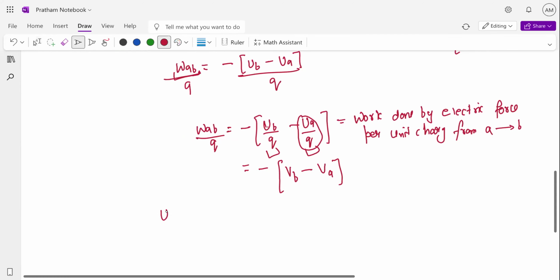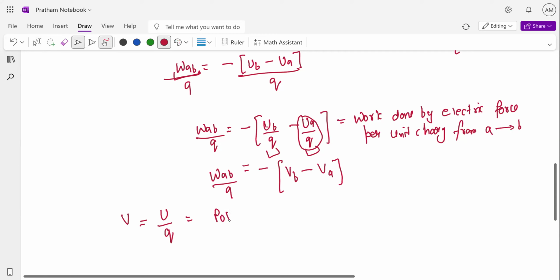Let's write it here. U by Q. When you write B, it will become V and something. So the topic of discussion is V. What is V? If you see carefully, WAB divided by Q. It will still be the same. Is that clear?